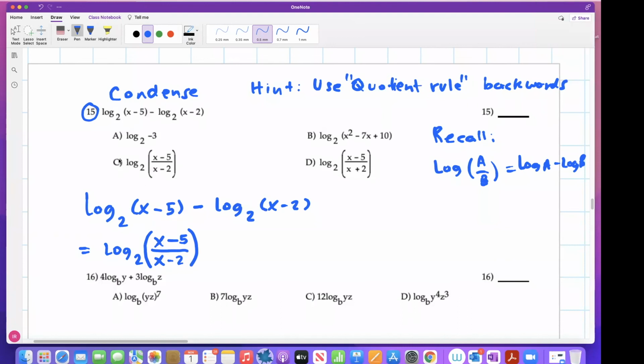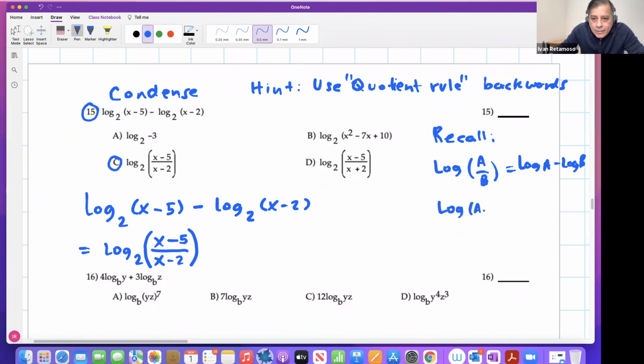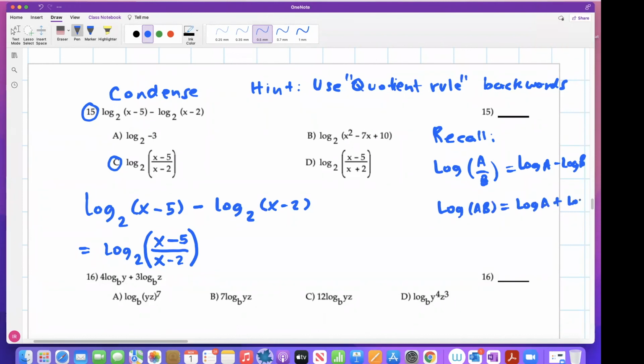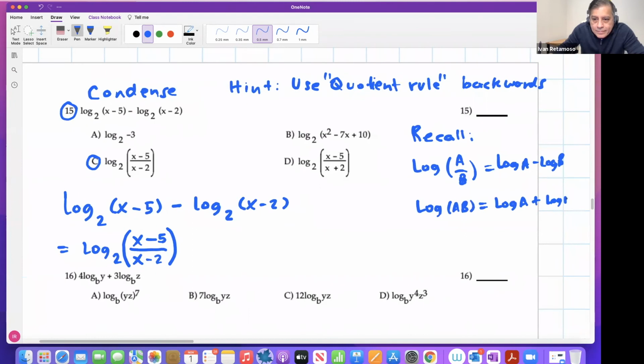Professor, I wonder why the denominator is not x plus 2, because you said minus log base 2 of parenthesis x minus 2. Is it supposed to be negative times negative equals positive? Oh yeah, but the thing is that there are two properties for logs. The log of a product is the sum of the logs, and the log of a quotient is the difference of the logs, right?